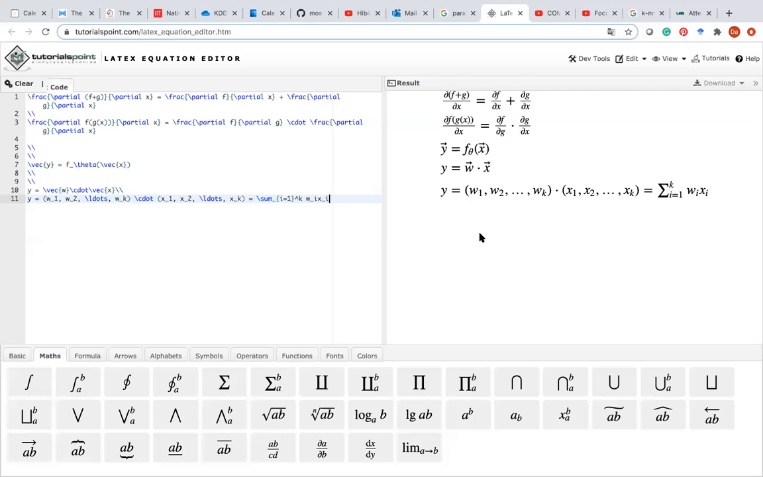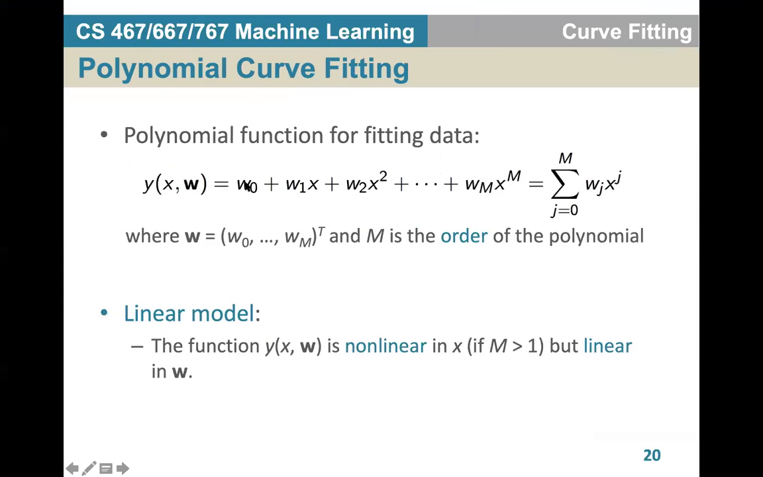If it's difficult to imagine, just think about three-dimensional W0, W1, W2, then it becomes a plane. If you just have W1, W0, this becomes a line. Then a hyperplane you cannot imagine. Any questions?